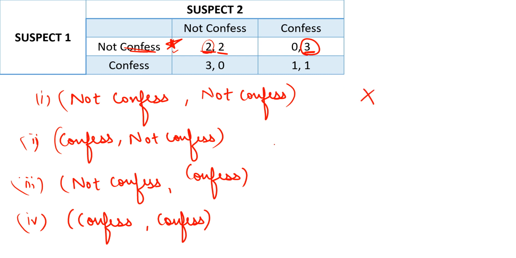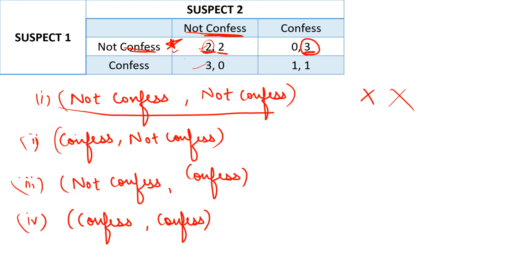Alternatively, we could have also seen it this way: if suspect 2 chooses not confess, then what will suspect 1 choose? Suspect 1 will choose either 2 or 3. Which payoff is more? Any day, payoff 3 is more. So again, suspect 1 also has an incentive to deviate. So this can never be a Nash equilibrium strategy.